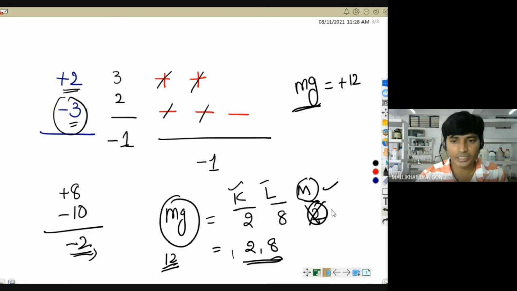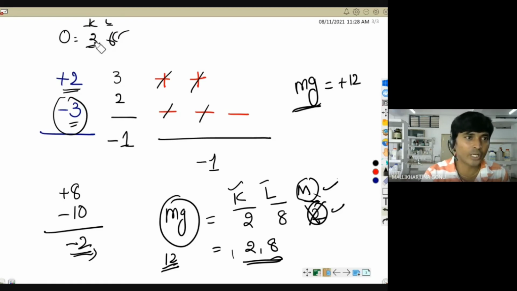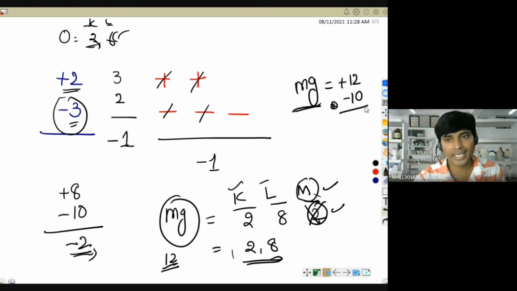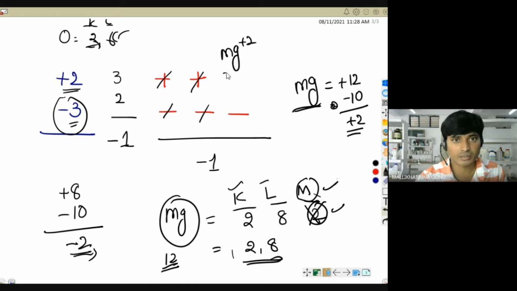M has 2 extra electrons, so it gave them away. In the case of oxygen, what was happening? It was 2,6, K and L, and it was taking electrons. Nothing happens to the inner shells. So what is the charge now? +12 and electrons 2, 8, that is 10. +12 minus 10, if you do this, a +2 charge will come. So that's how magnesium will have the +2 charge.